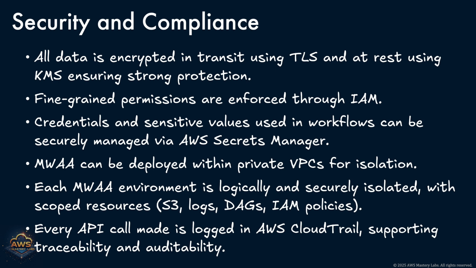Resources such as S3 buckets, CloudWatch logs, IAM roles, and DAG directories are scoped per environment. This prevents cross-environment access and ensures clean operational boundaries between development, staging, and production setups. To support governance and compliance needs, every API call and access event is logged in AWS CloudTrail. This enables full traceability and auditability, essential for regulated industries and organizations with strict operational oversight.